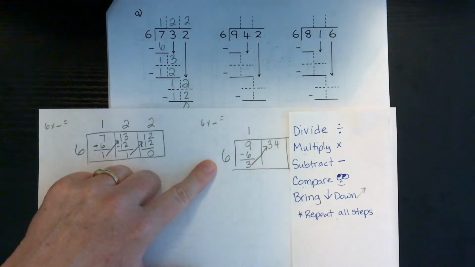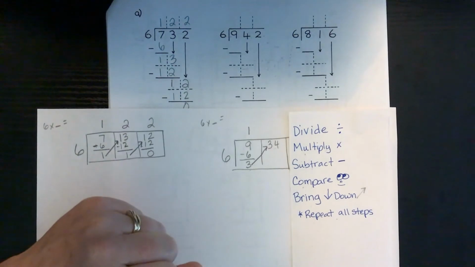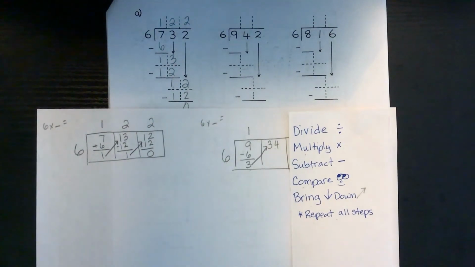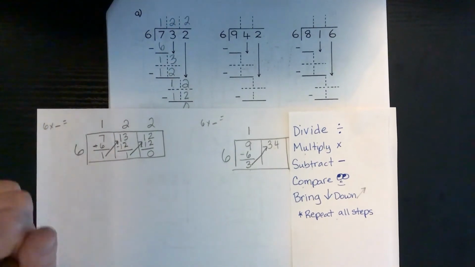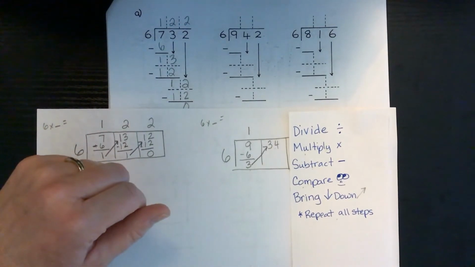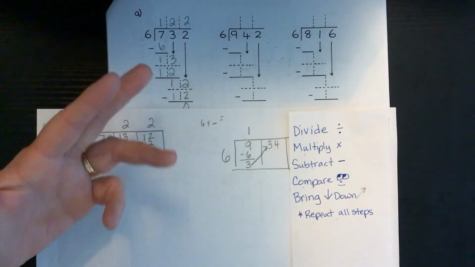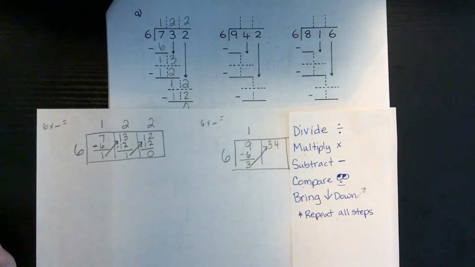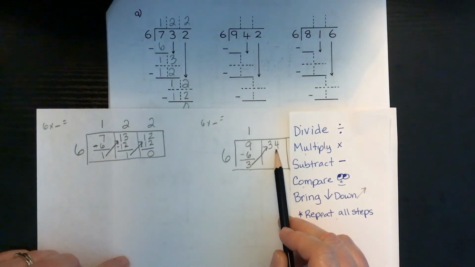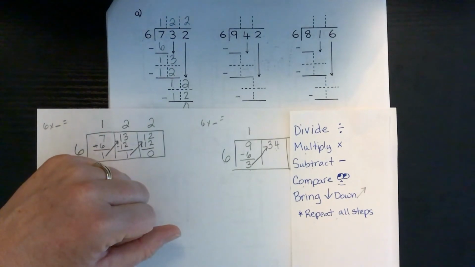6 divided into 34. So skip count. Use your 6 songs. Sing it. If you don't know your 6 songs, you better go start singing those multiplication songs with me. It's in the stream. Sing them every day. All right. 6, 12, 18, 24, 30, 36. 36 is too big. So I couldn't do 6 times 6.